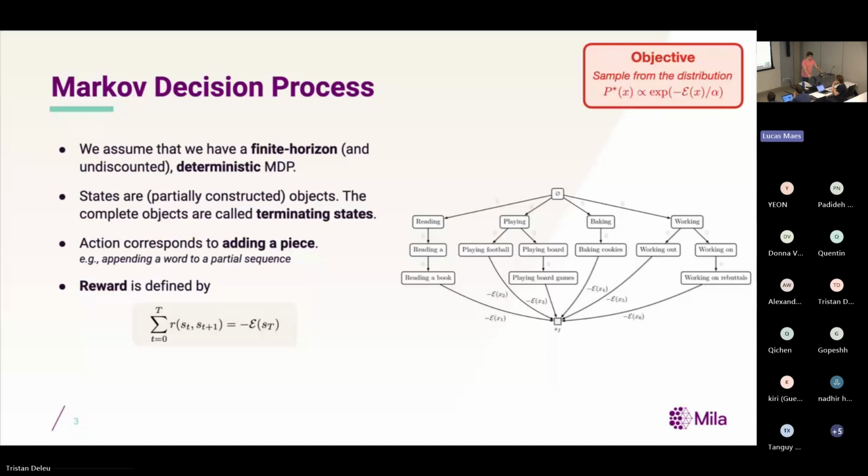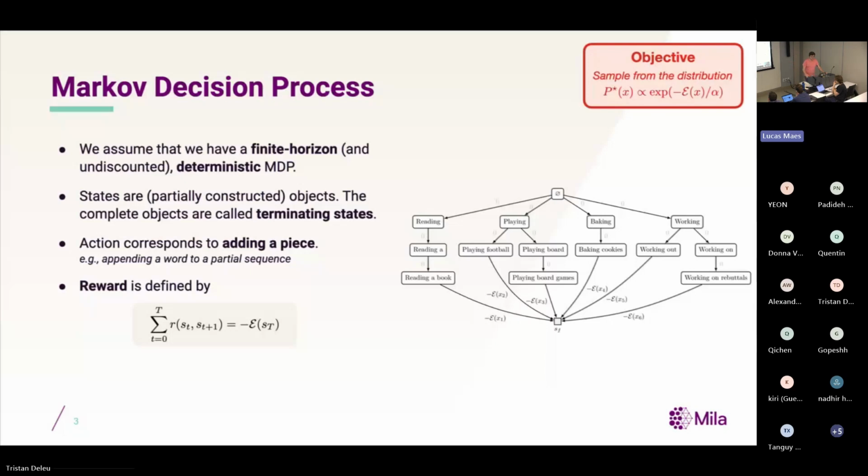And then an action in this MDP is just moving from one state to another, and this is a deterministic process. And this just corresponds to adding a piece to the partially constructed object that we consider here. It's just appending a word to the state that we're in. So this is a very general setting. The only thing that we require is to know how we are defining the reward function. And the reward function, we're going to define it in a very particular way, in such a way that if we sum the rewards along a certain trajectory, this is going to be equal to the energy function at the terminating state at which we end up.